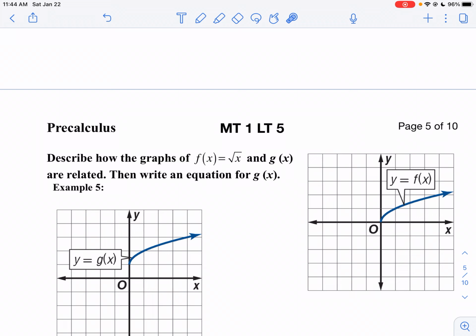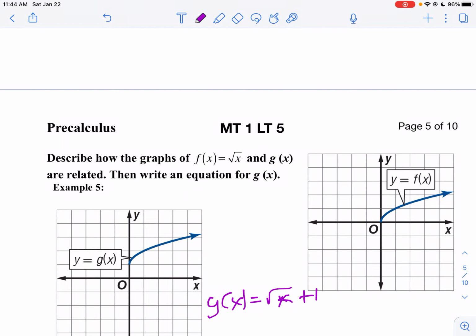So what changed from the first function to the second function? Well, to me, it looks like it went up 1. So I'm just going to say, oh, g of x then is the square root of x plus 1.